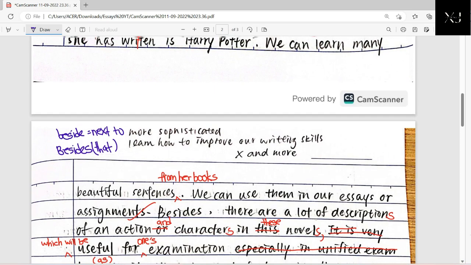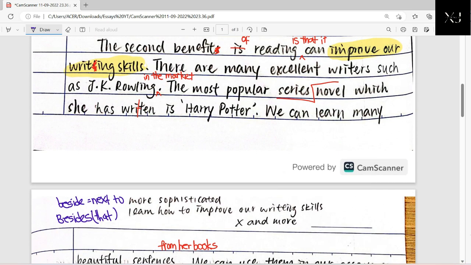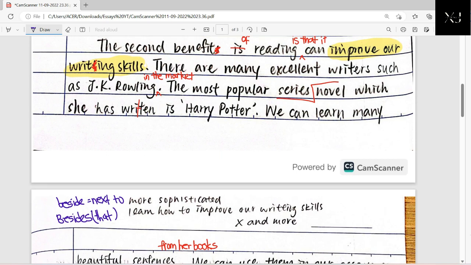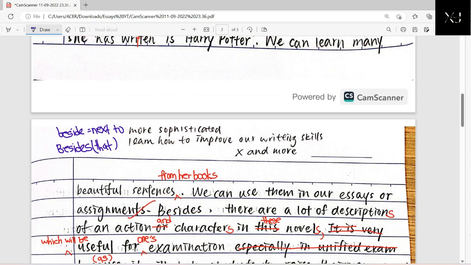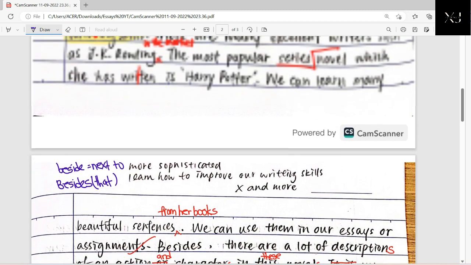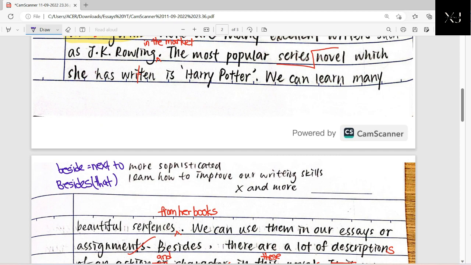And then here, after she talked about this author, giving us a background, she went back by elaborating and telling us how reading improves our writing skills. It's when we can learn a lot of beautiful sentences from the books, and we can use these sentences in our essays and assignments. This one you can see, she can actually shorten this. We can learn many beautiful sentences. We can use them. This one you can cross out and say that we can learn many beautiful sentences from her books and use them in our essays or assignments.